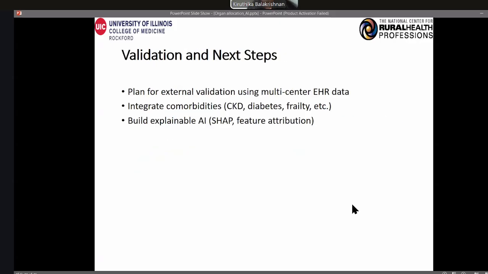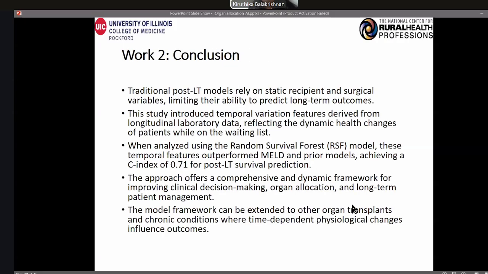Then the next step is validation with multi-center EHR data. Then I will conclude my second work. To conclude this part, the key message is that traditional post-transplant survival models have several important limitations.